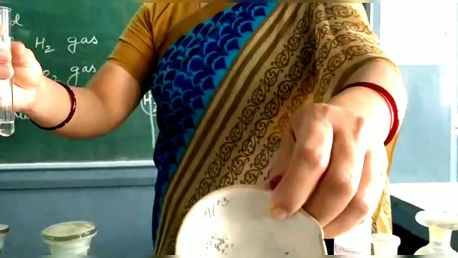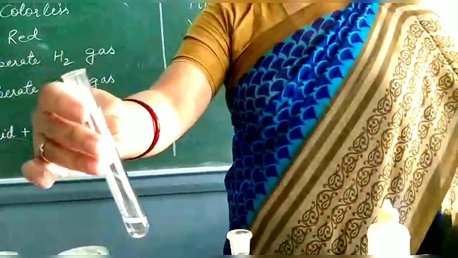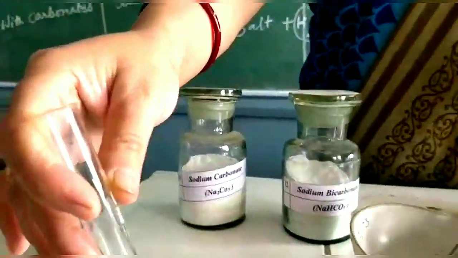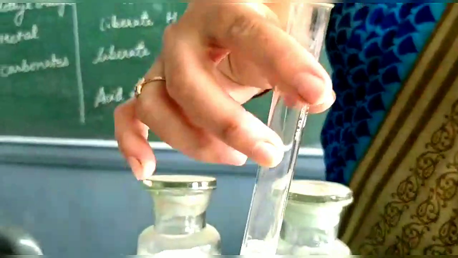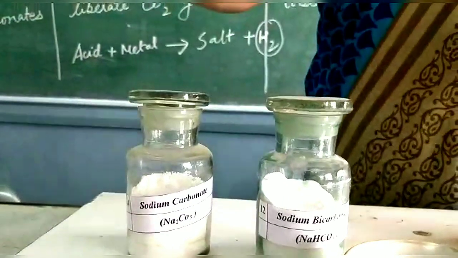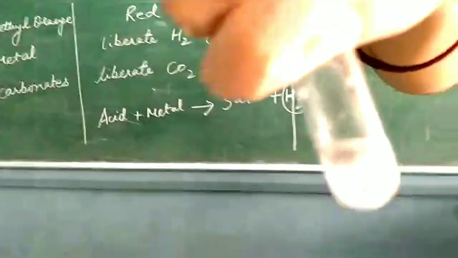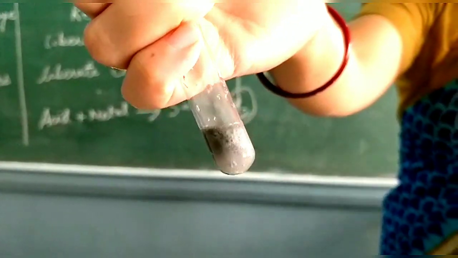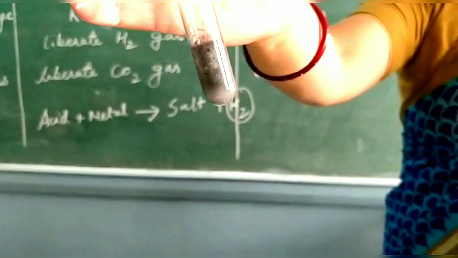This is zinc metal. So I add small pieces. Now you have to observe it very clearly. I'll put this test tube on the white tile so that you can observe some change. Gas has been observed after mixing. Can you see some bubbles come up? Can you see the bubbles come up so vigorously? So this is how the reaction occurs.